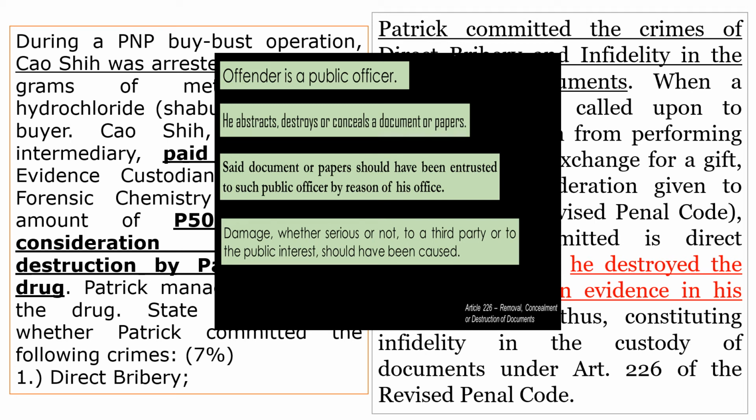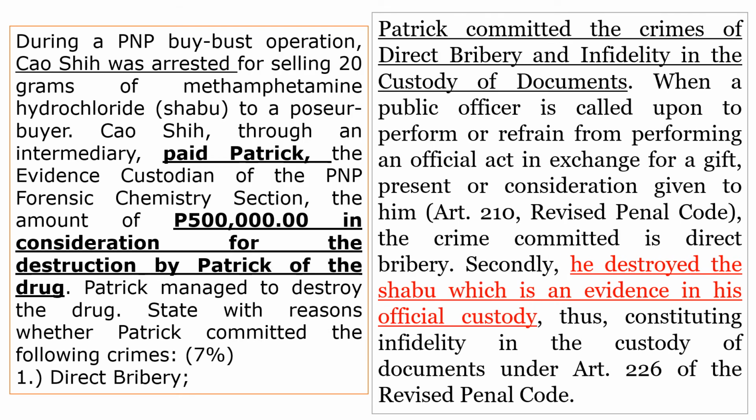There was this case decided by the Supreme Court. The stenographer of an RTC branch here was charged with Article 226. But according to the Supreme Court, the stenographer is not guilty of Article 226 because he is not the public officer officially entrusted with the documents or papers. The public officer who is officially entrusted with the record is not the stenographer but rather the clerk of court. So please take note of that.